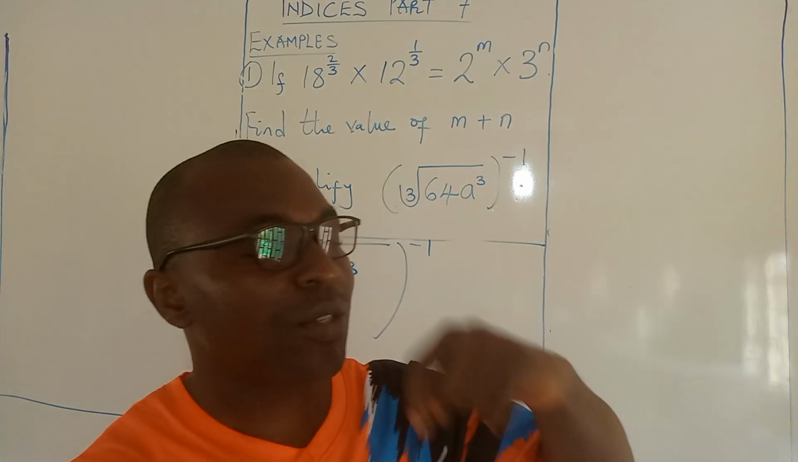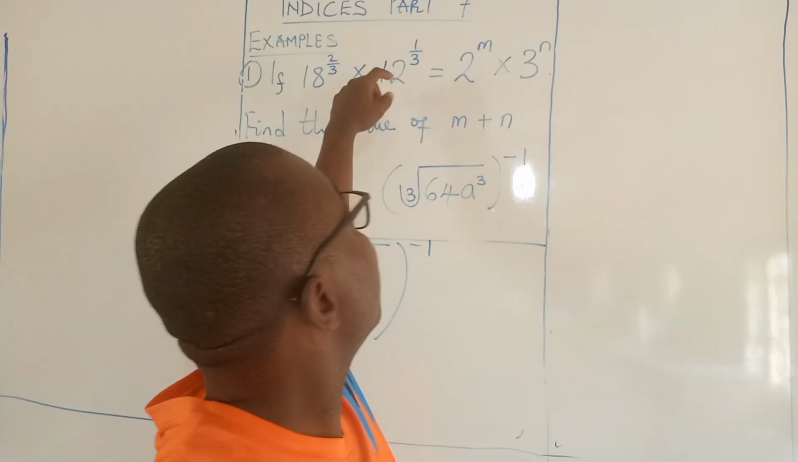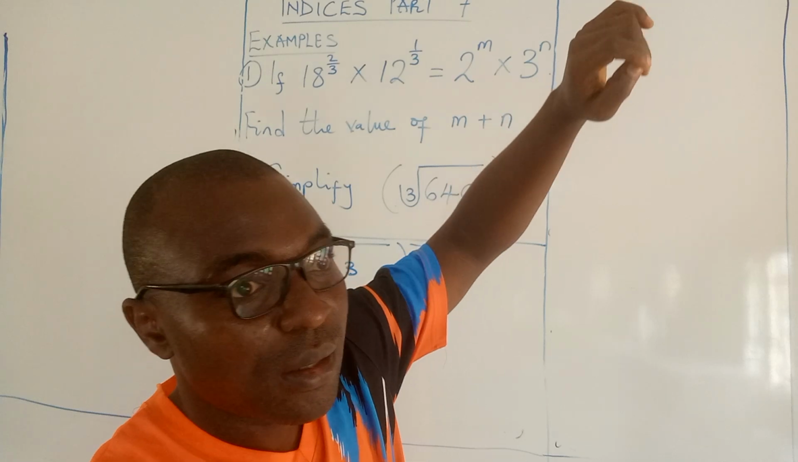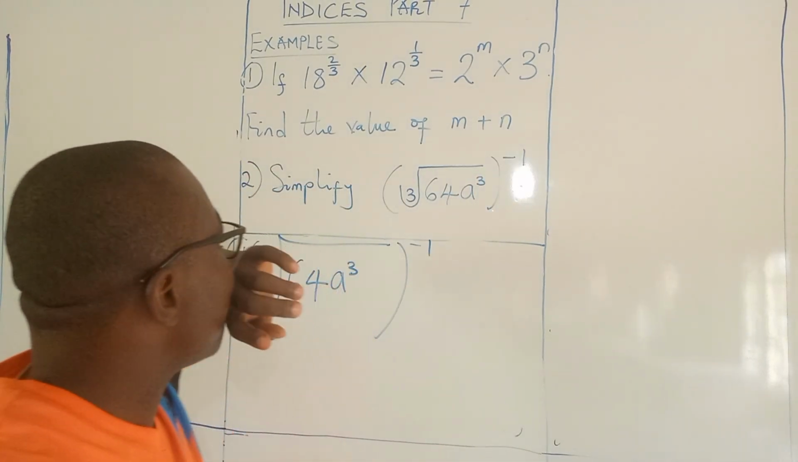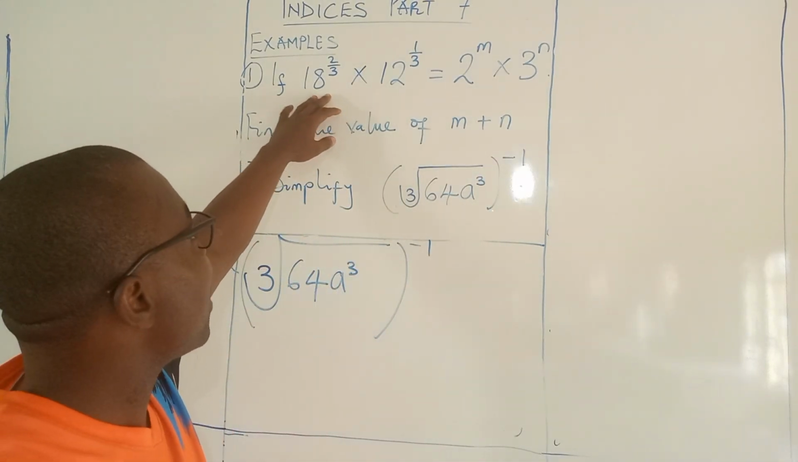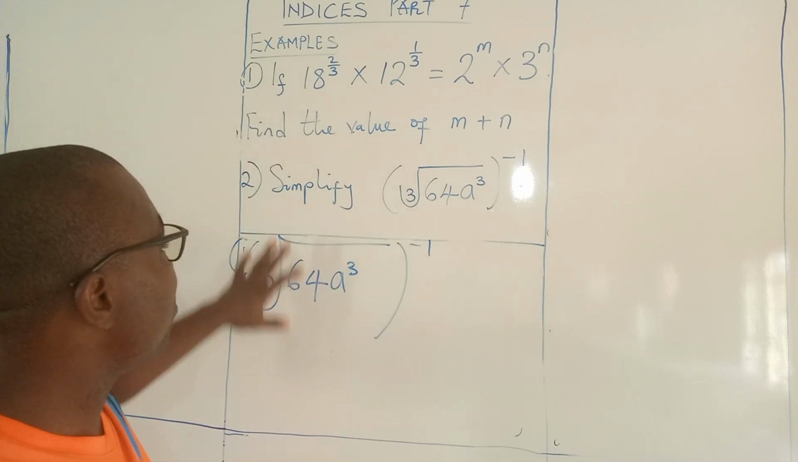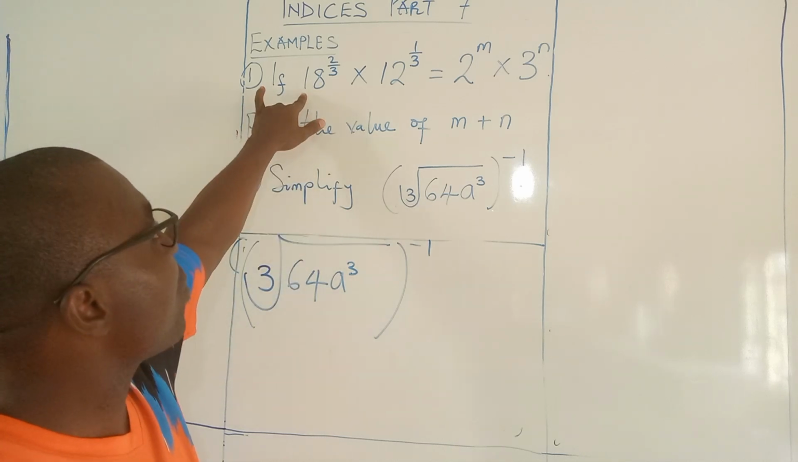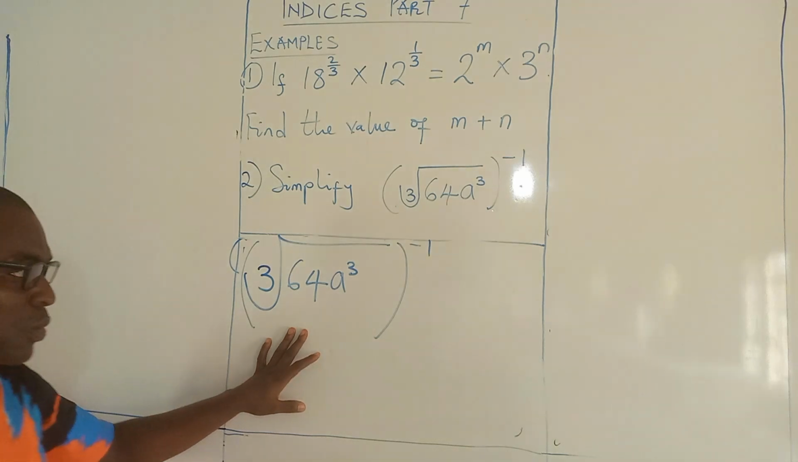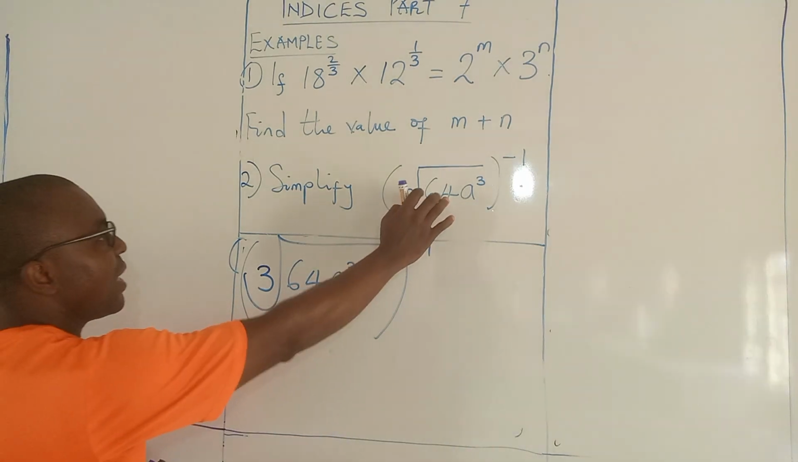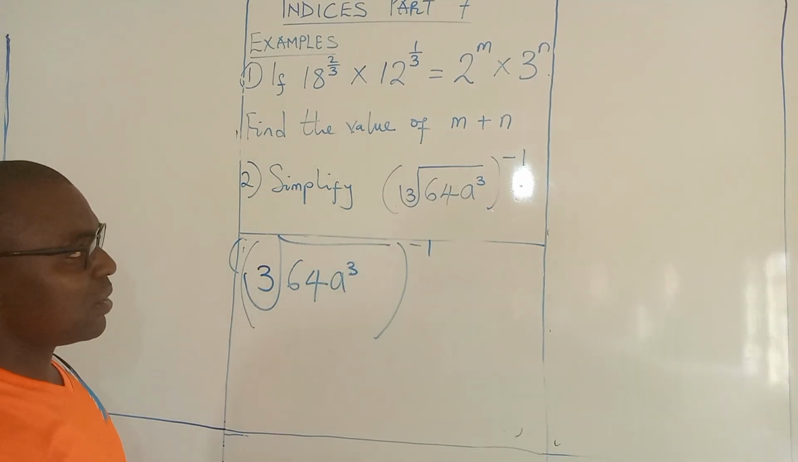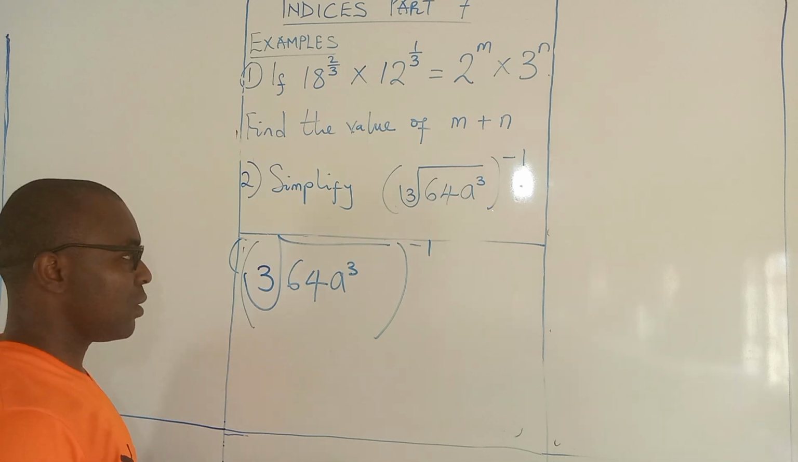Alright, this video is a continuation of Indices Part 7. I have done Part 1, I've done question 1, and I'm now on question 2. Question 2 is: simplify the cube root of 64a raised to power minus 1.